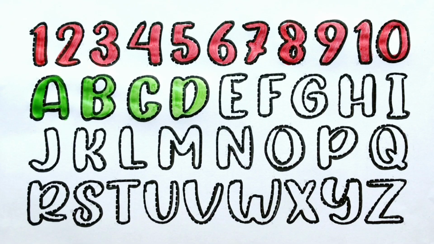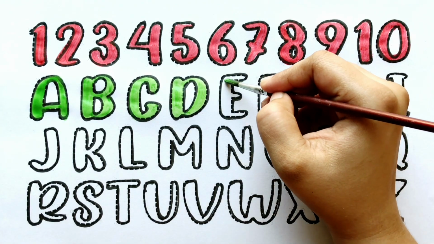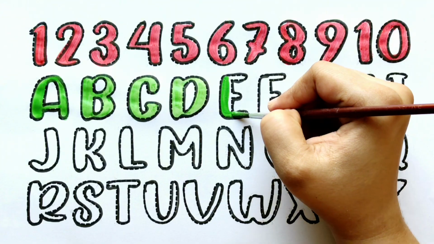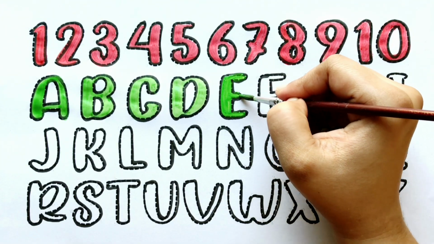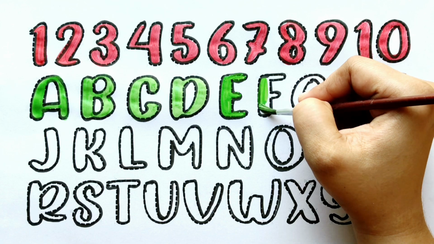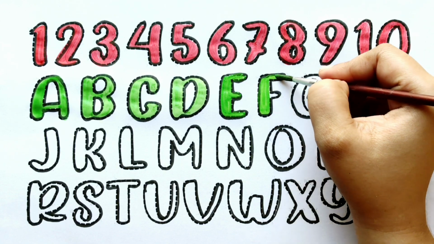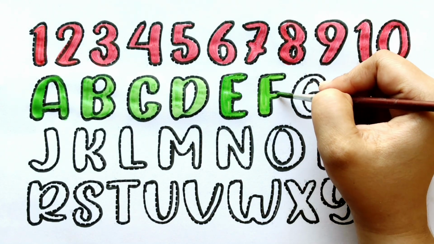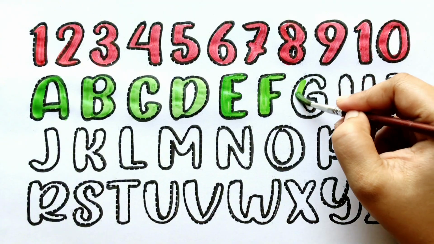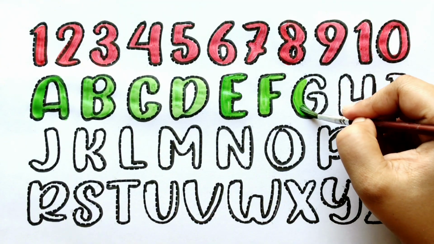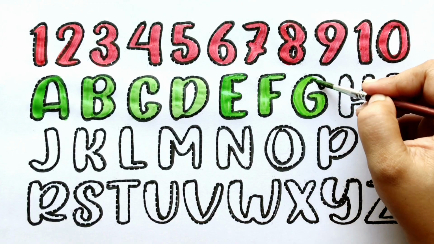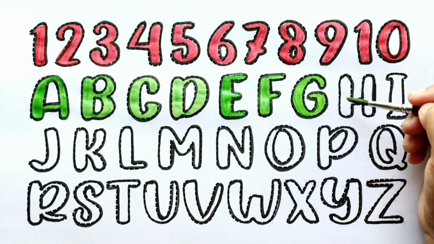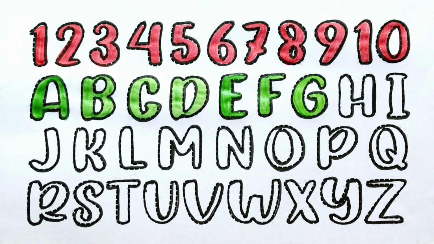E for elephant. F for frog. G for gorilla.